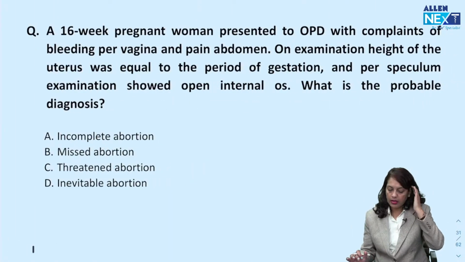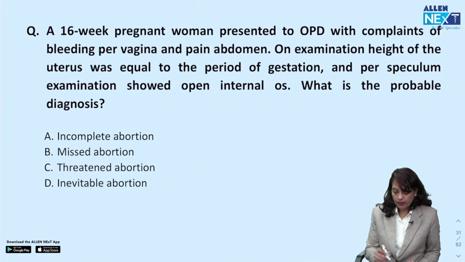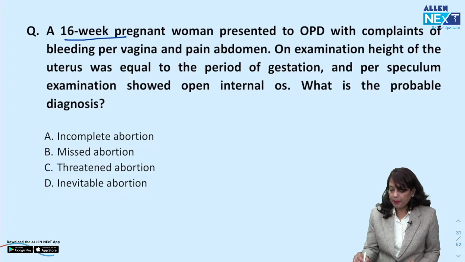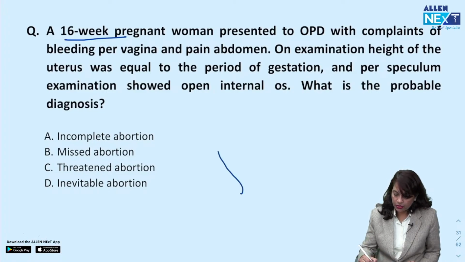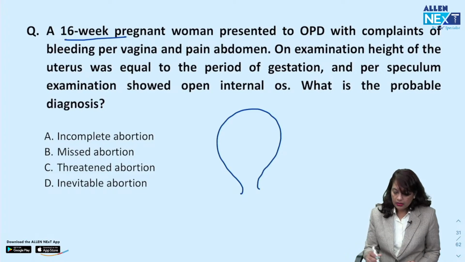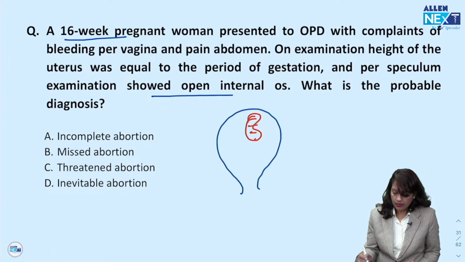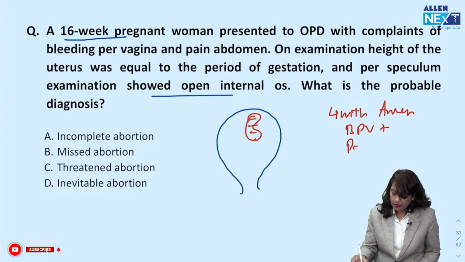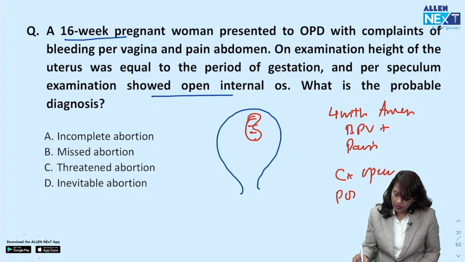Fine. Next, 16 weeks of pregnancy, a lady presented with the complaints of bleeding per vaginum and pain. On examination, height of the uterus is equal to the period of gestation. Okay, and the cervix is open. So there is amenorrhea, 4 months amenorrhea, bleeding per vaginum, pain and cervix open, but period of gestation is equal to height of the uterus.